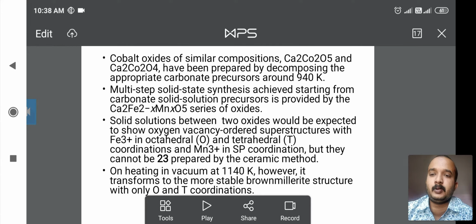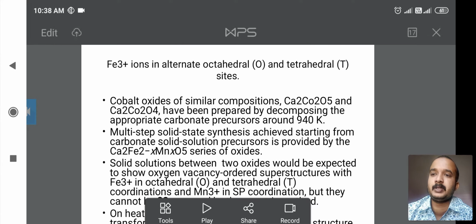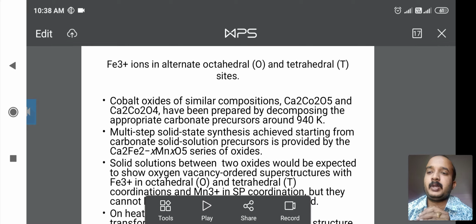Friends, good morning. Last lecture we discussed the decomposition of the precursor compound. In this lecture we have to discuss the decomposition of precursors to form oxide components.